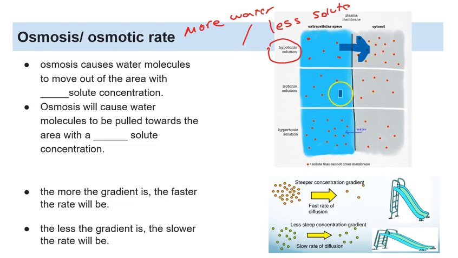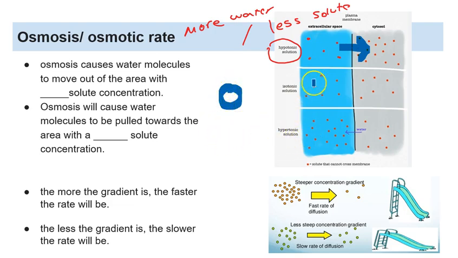In the other example, you can see the same amount of solute inside and outside of the cell, which means we have an isotonic solution: same amount of solute, same amount of water. So the net movement of water between these two is zero.